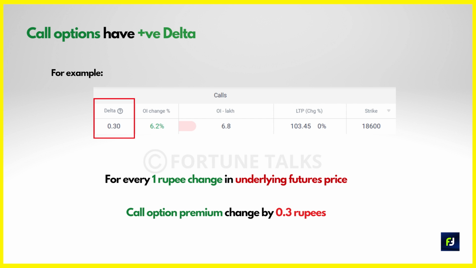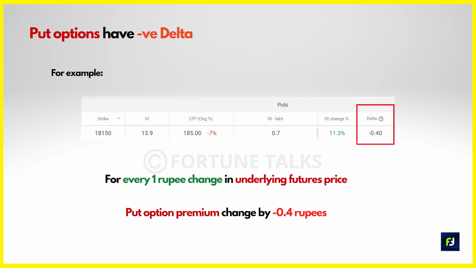So in short, call options have a positive delta. For example, a call option with a delta of 0.3 indicates that for every 1 point gain or loss in the underlying, the call option premium gains or loses 0.3 points. On the opposite, put options have a negative delta. So a put option with a delta of -0.4 indicates that for every 1 point gain or loss in the underlying, the put option premium gains or loses 0.4 points.